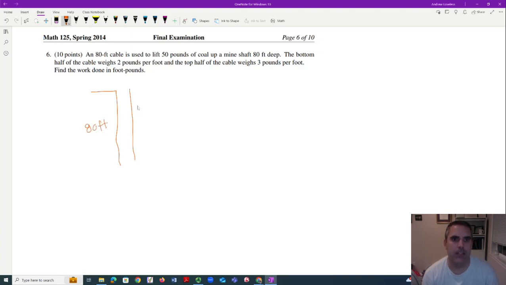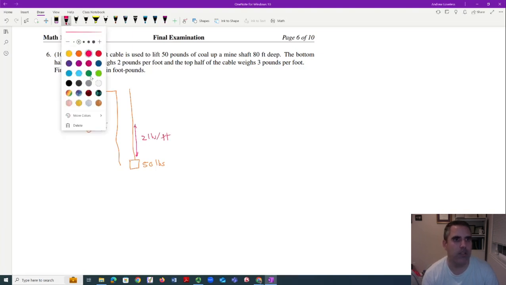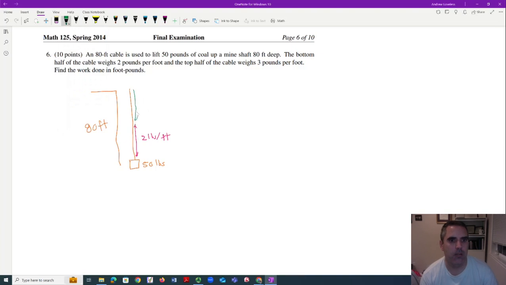It says to lift 50 pounds of coal up an 80-foot mine shaft. The bottom of the cable weighs 2 pounds per foot. Well, that's weird. So this part from here to here weighs 2 pounds per foot. And the top part weighs 3 pounds per foot. So that's what's different about this one.